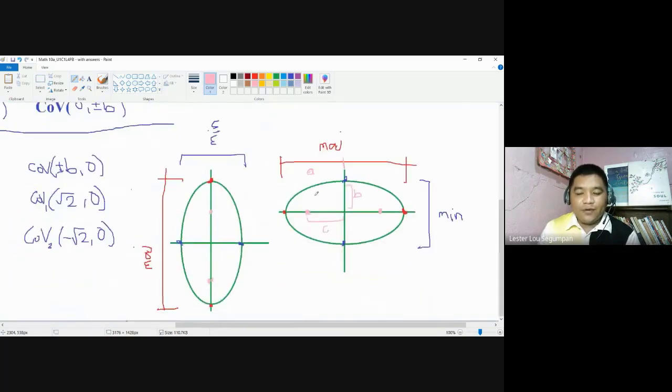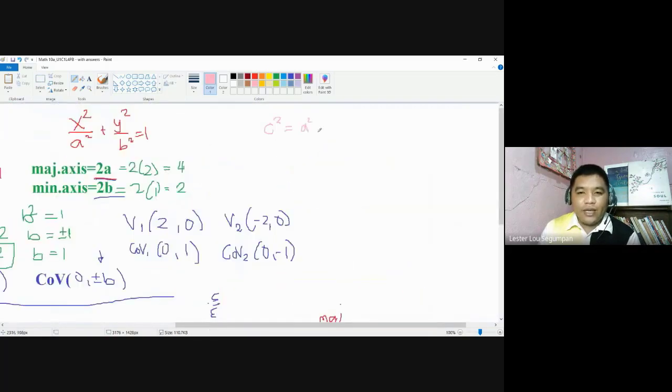The formula here for C squared is actually equal to A squared minus B squared. Not plus, but A squared minus B squared. Or you could just simply interchange it. You could say A squared is equal to B squared plus C squared, just like that. But our concern is C, so let's just limit it here.